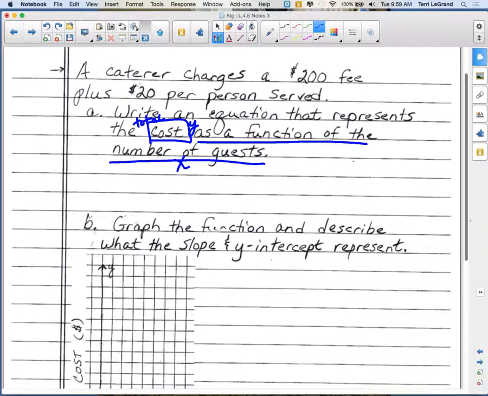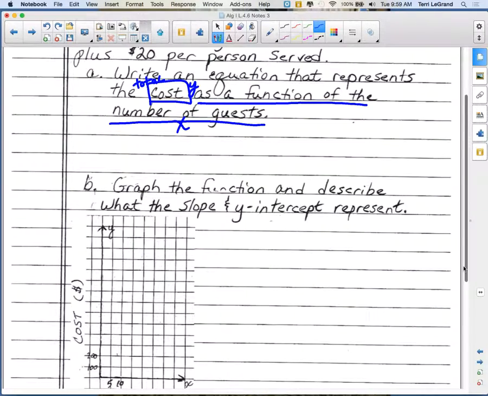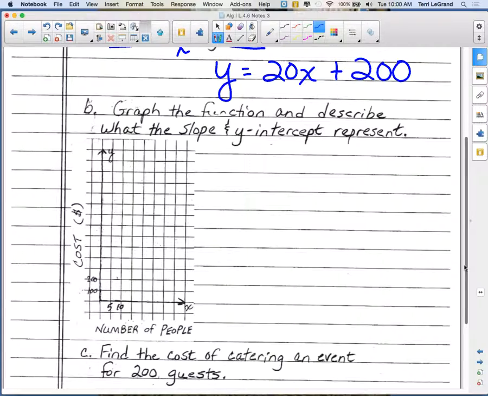Eddie, what you got on your paper? Y equals 20x plus 200. Y equals 20x, did I hear, plus what? 200. How many of you want to agree with Eddie that that's a good equation for this situation? Yeah, that's what we all should have. Y, the total cost, is dependent upon taking 20 times the number of guests, add that $200 they're going to charge you one time, and you have your equation. Okay, now go ahead and graph it. So you know what the slope is from that equation. You know what the y-intercept is.